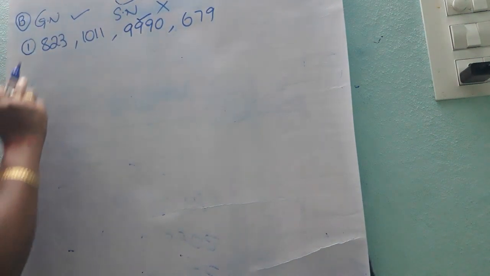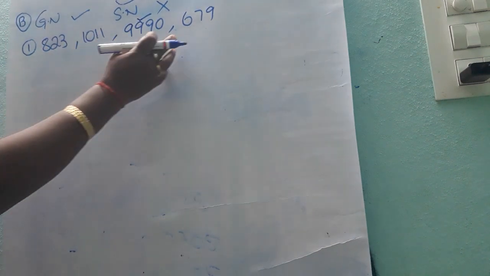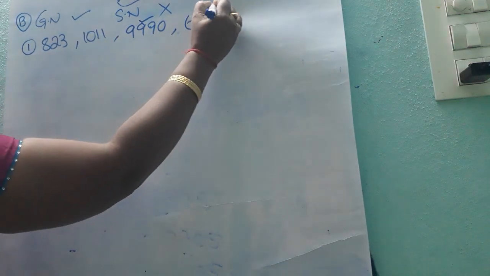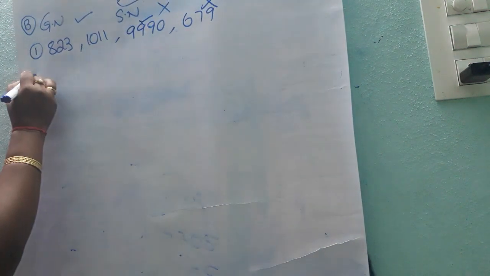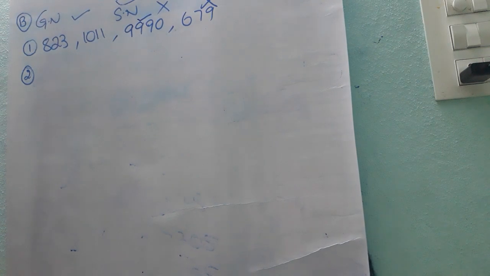And which is smaller? 3-digit numbers, 823 and 679. In those two, which is smaller? See, this is 800s and this is 600. So 600 is the smaller one. Give a cross mark.